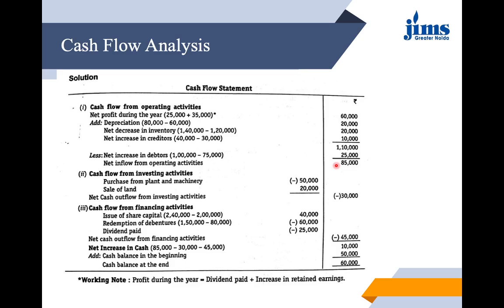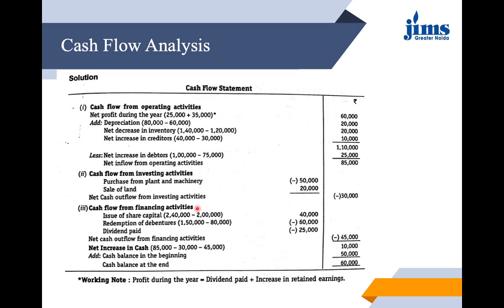At the next step, we have cash flow from investing activities. Purchase of plant and machinery is there, and because it is an outflow, we have marked it in negative, minus 50,000. Sale of land 20,000, because it is getting decreased. Finally, in case of investing activities, we have an outflow of 30,000.